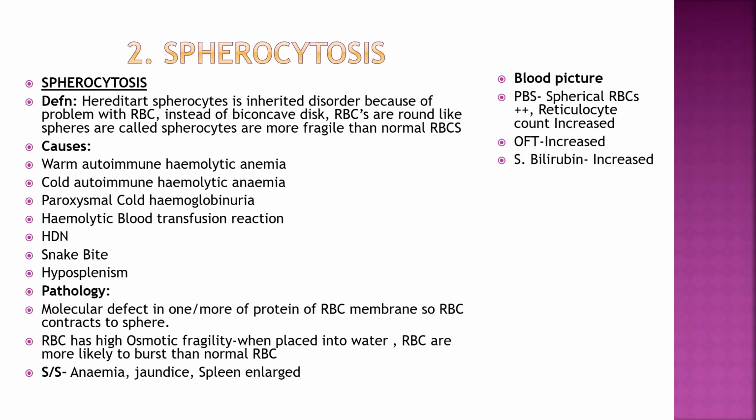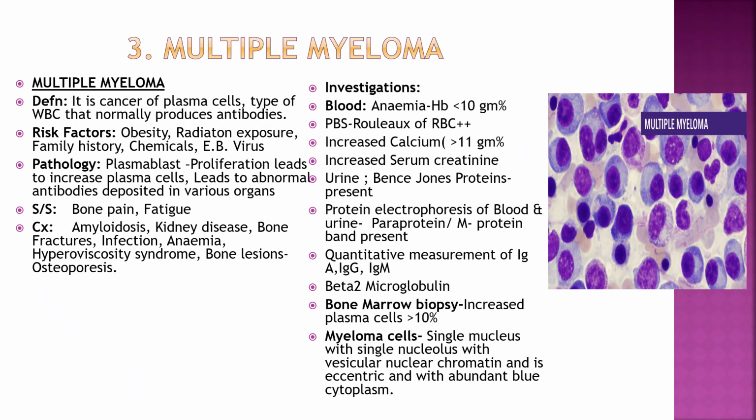Symptoms: the patient has anemia, jaundice, enlarged spleen. Blood picture: in PBS, spherical RBCs are many, reticulocyte count is increased, osmotic fragility test is increased, serum bilirubin is increased. Multiple myeloma is cancer of plasma cells, a type of WBC that normally produces antibodies.